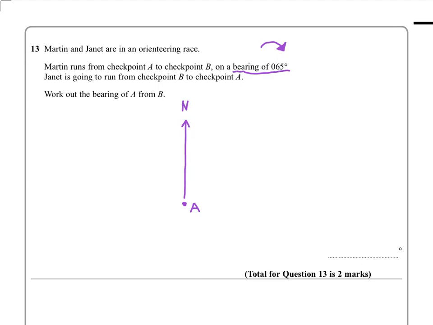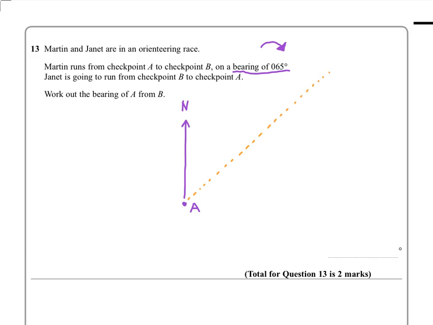So we want to do an angle of 65 degrees. I'm afraid that my computer's not clever enough to have a protractor, so I'm going to guess what 65 degrees is, but you definitely wouldn't do that in the exam. You'd put your protractor down here, and so we're going to say that this is 65 degrees.